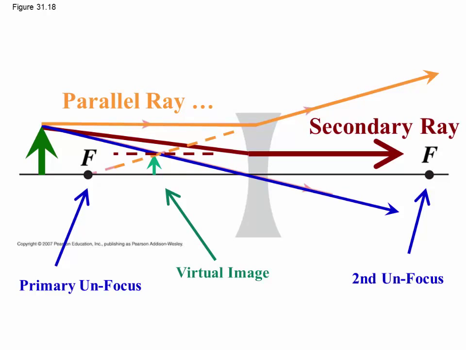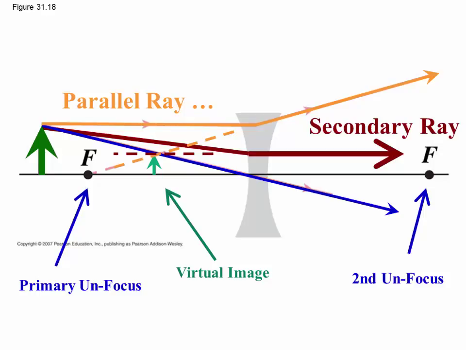In summary, in an example like the one we have in the textbook, the parallel ray is unfocused. The central ray goes right straight on through, not actually through the center of the lens in this case. I've followed the line that's in the textbook for this particular example. And the secondary ray goes towards that second unfocus on the right.